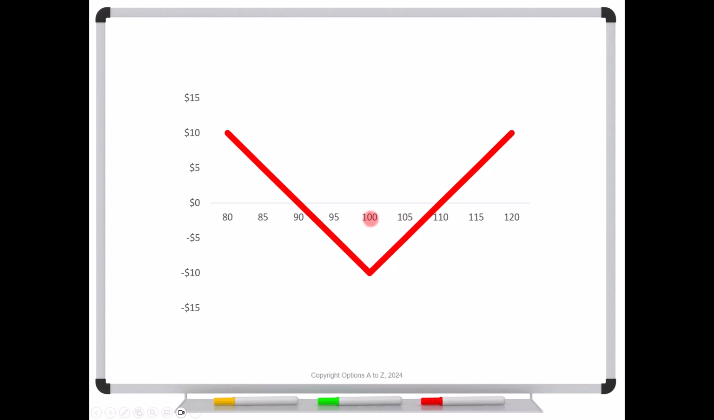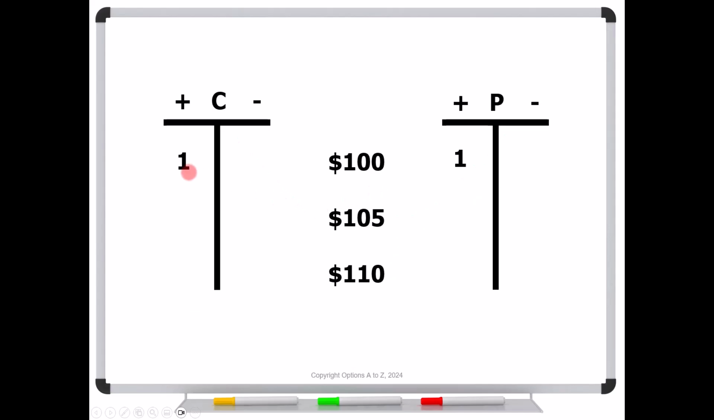So maybe the stock is here and it's now worked its way up to 105. Why is it that if I sell two vertical spreads, two of the 100, 105 verticals, I can shift this graph up and over here to the right? Well, there's a number of ways to see it. Here is our long straddle. We're long one of the $100 calls. We're long one of the $100 puts.